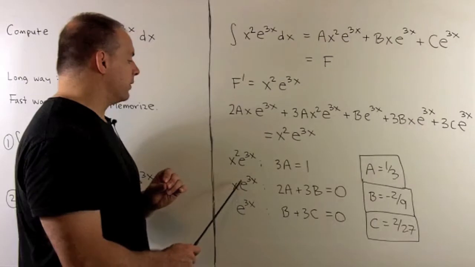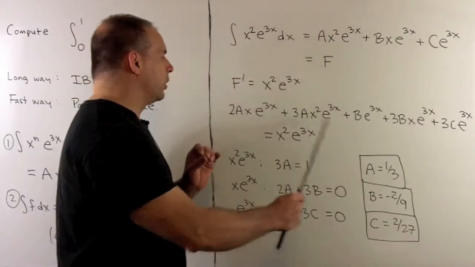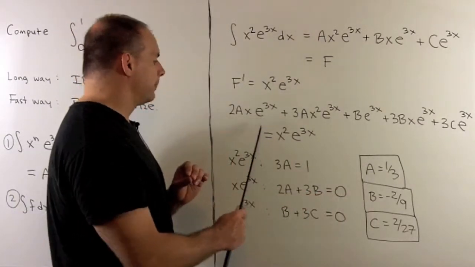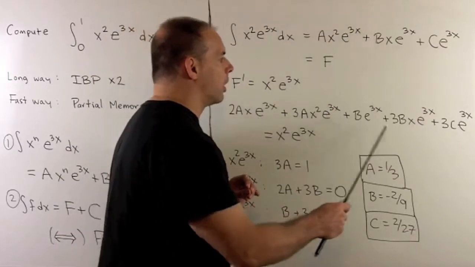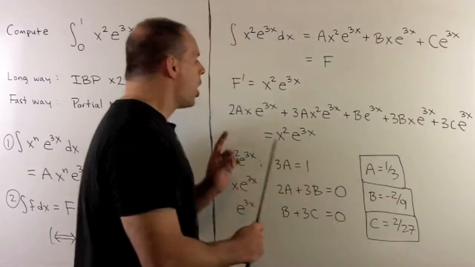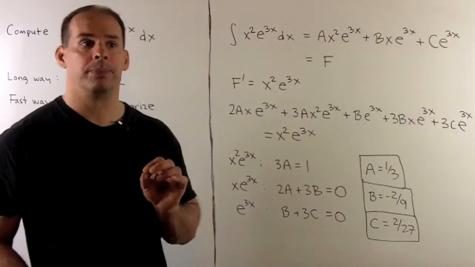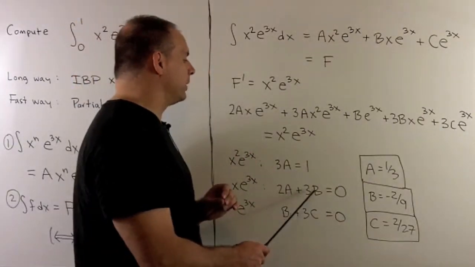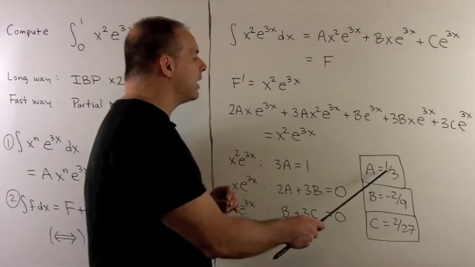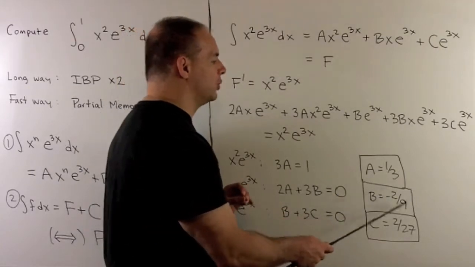For x e to the 3x, on this side we go through, so we'll have a 2a. Then we keep going, we'll get a 3b here. On this side, there's no term, so the coefficient is going to be 0. So we have 2a plus 3b equals 0. I know what a is, so we get b equals minus 2/9.